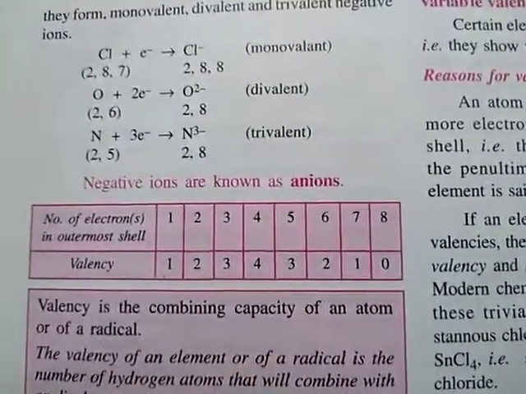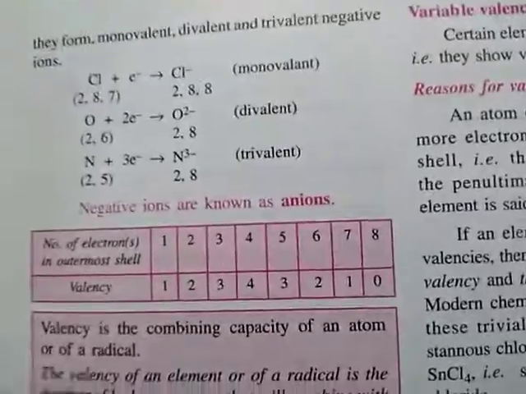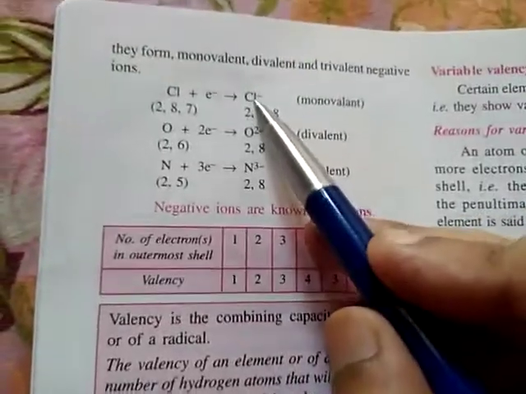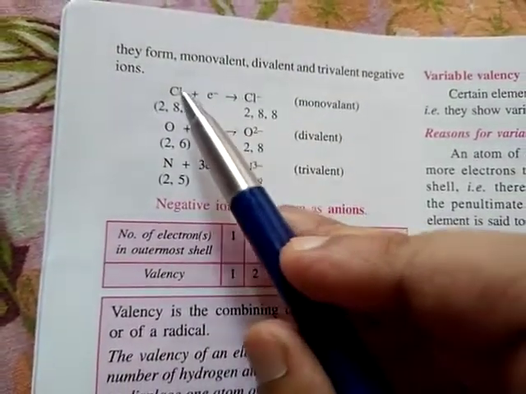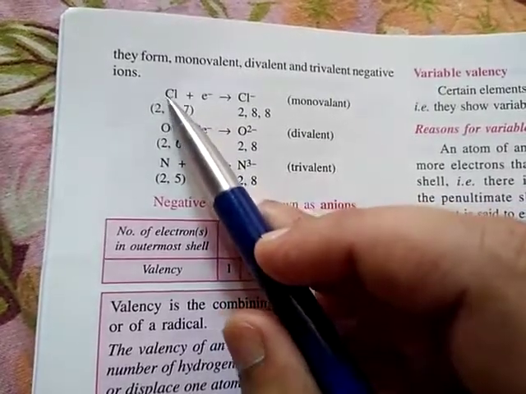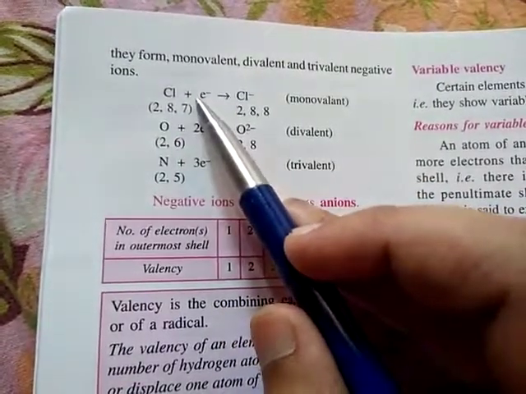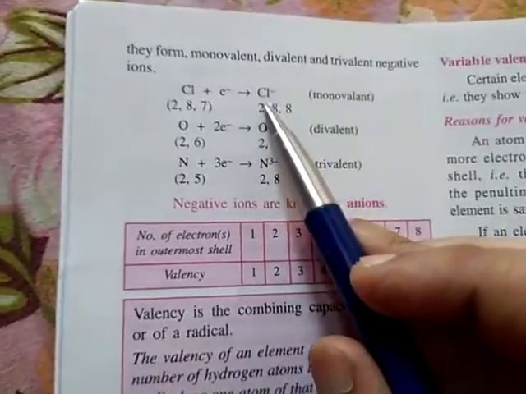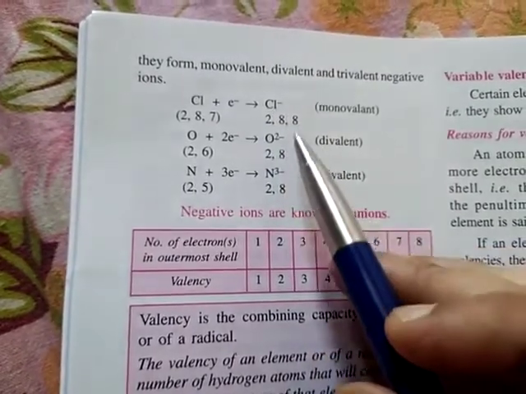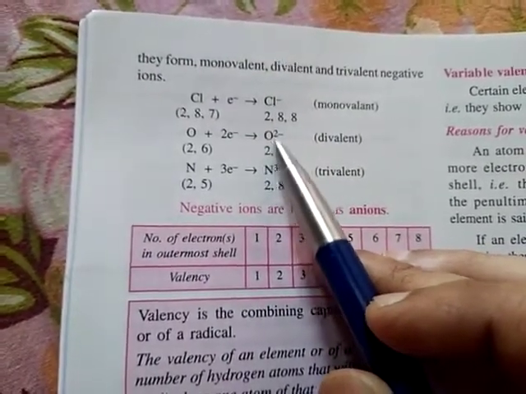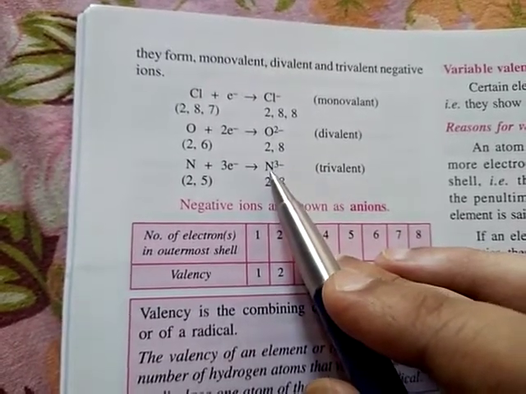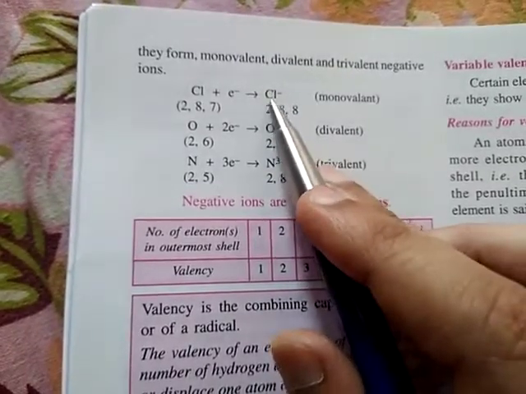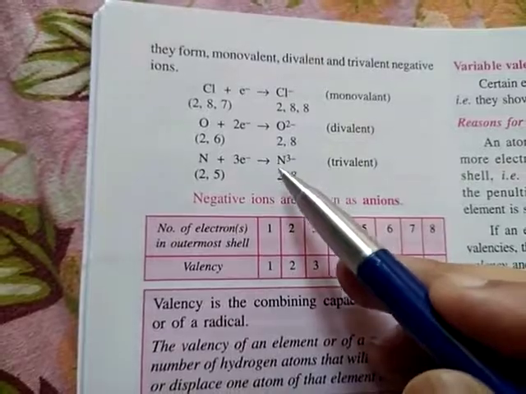Come to page number 4. There we can have a look at the formation of negatively charged species. Here you can see chlorine forms a negatively charged species. It has been formed from the chlorine atom after gaining an electron. So this is chloride ion, oxide ion, and this is nitride ion: N3 minus, O2 minus, Cl minus.